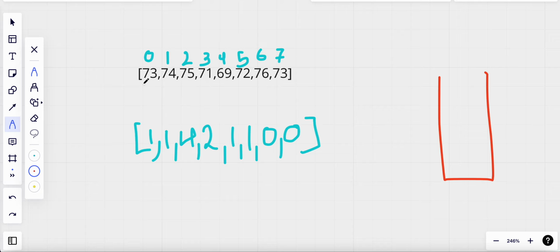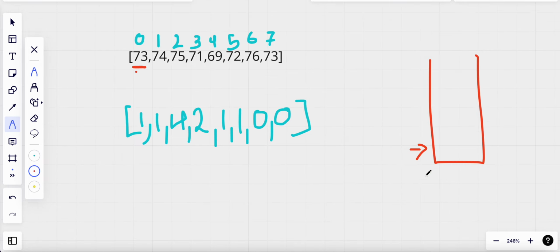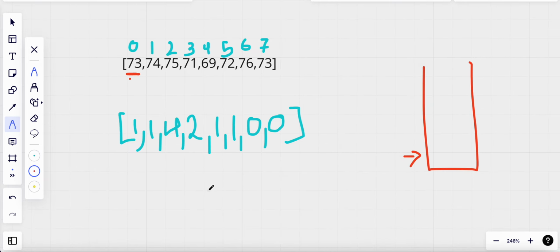So we'll start from the first index, 73, and ask: is 73 greater than any values in the stack? Well, no, we do not have any value in the stack since the stack is empty. So we just push the value 73. Actually we do not push the value, but we push the index of 73. So we are going to push the index 0 to our stack. Now the top of the stack is the value 0.